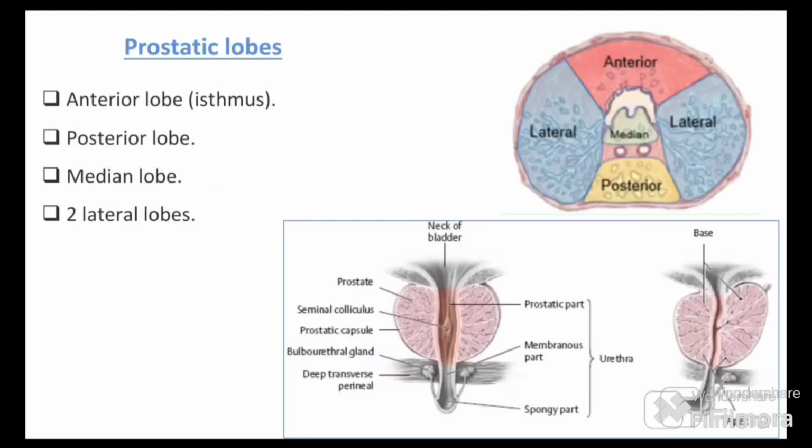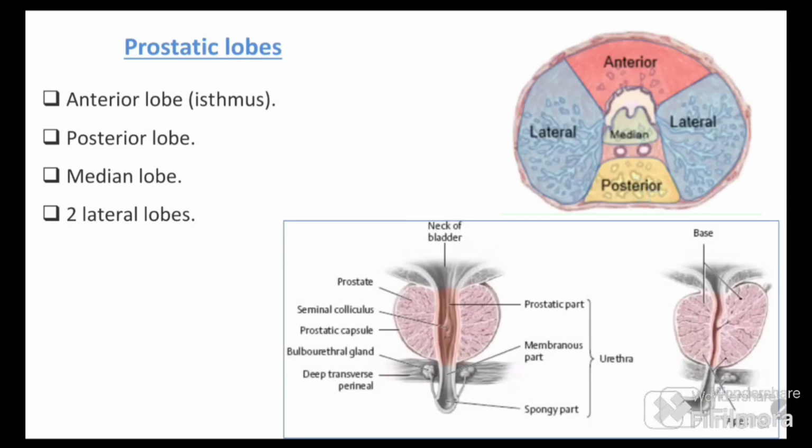The prostate is divided into some lobes. Okay, let us see what they are. Here in this diagram, just have a look. You can see this is the prostatic urethra. Anterior to the prostatic urethra, we have the anterior lobe. On either side, we have the lateral lobe. Just behind, we have the median lobe, and there is the posterior lobe.